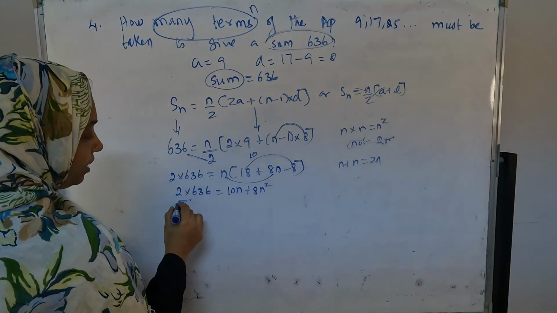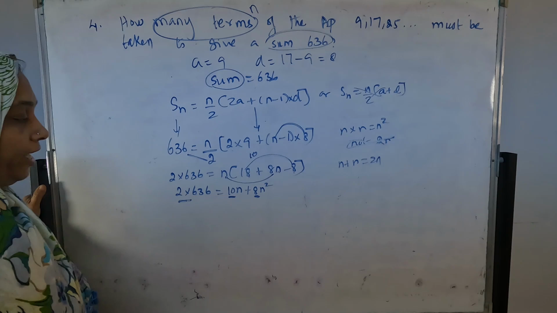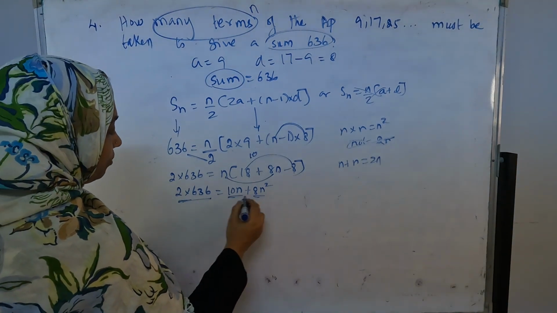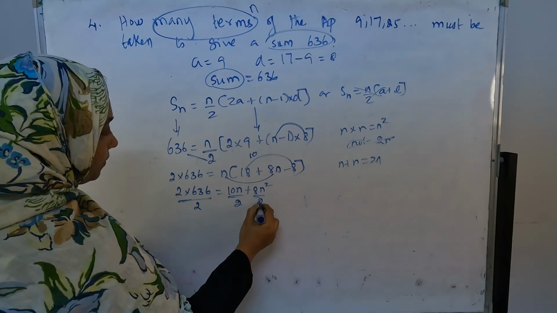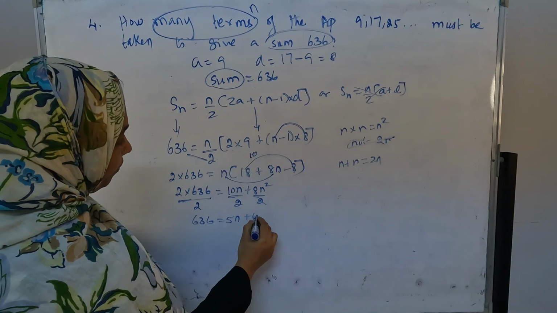Now see here. Everything is here, 2 is there. Here also 2 divides. 10 is in the 2 table, 8 is in the 2 table. So divide everything by 2. We will get 636 equals 5n plus 4n square.